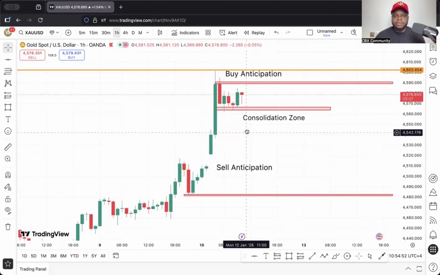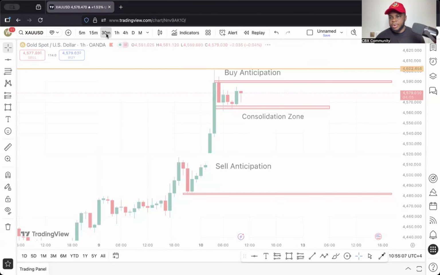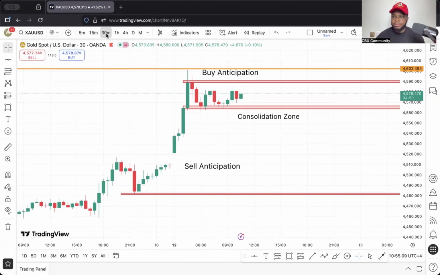So since we are done identifying our resistance and our support using the H1, and we are able to identify what the market condition is saying, let's go to the 30 minutes just to have an idea what the 30 minutes time frame is saying against the 1 hour. Now it's just for us to have a good confirmation with the 30 minutes, that okay, the resistance is strong, the support is strong, and this is what we are anticipating the market to give to us.